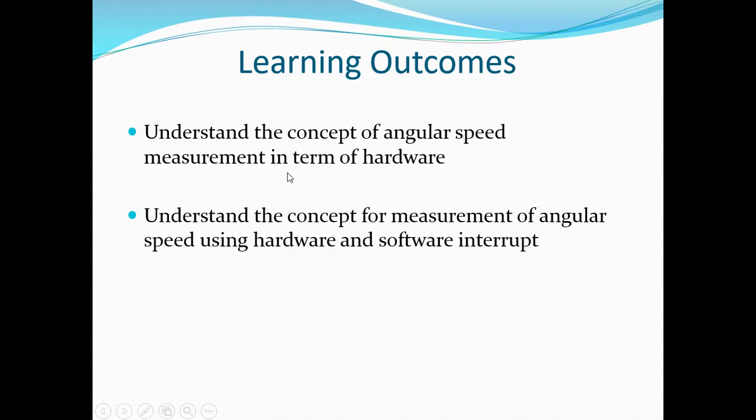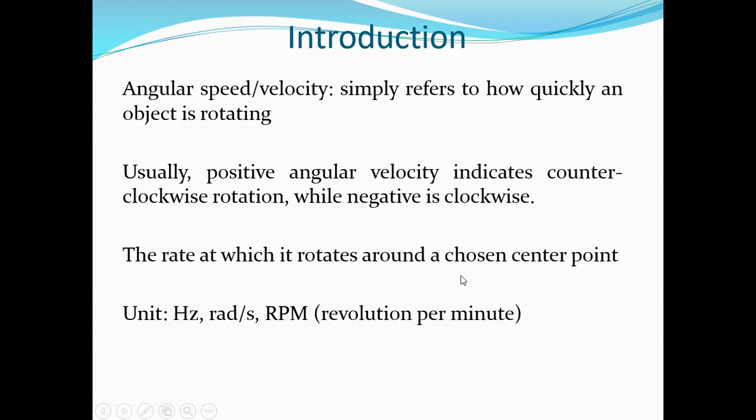So the learning outcome: we will understand the concept of angular speed measurement in terms of hardware, and then understand the concept by using hardware and software. This one we will use software interrupt. Interrupt we have learned in the previous week, alright? Okay, the introduction: angular speed or velocity simply refers to how quickly an object is rotating.